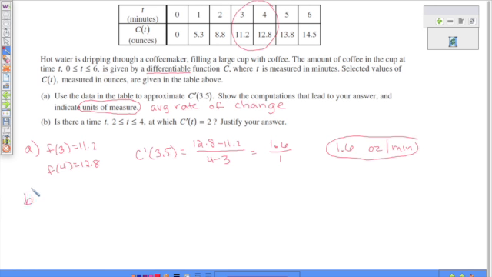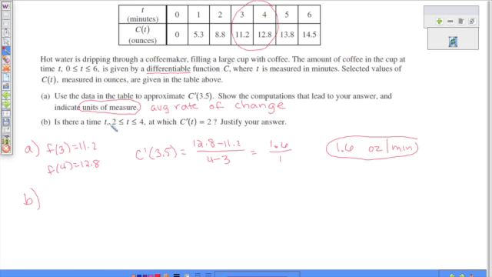Usually it goes up to part E, but this is all we're ready for right now, so it's still a fun question to do. Is there a time on the closed interval? Here's our closed interval, and we know we're differentiable on the open interval, so right away something's going off in my head. I'm thinking mean value theorem, where C prime of t is equal to 2. Justify your answer. So is there a time where the derivative is equal to 2?